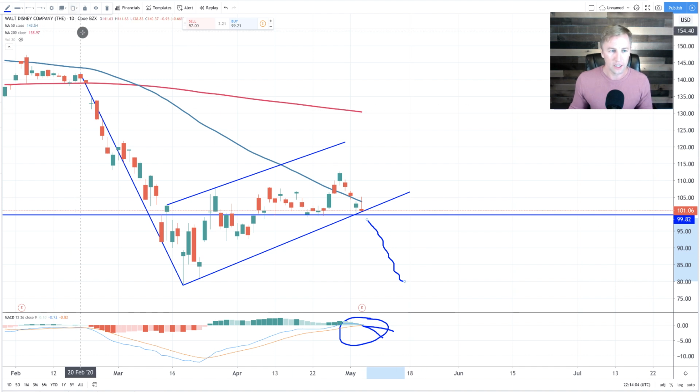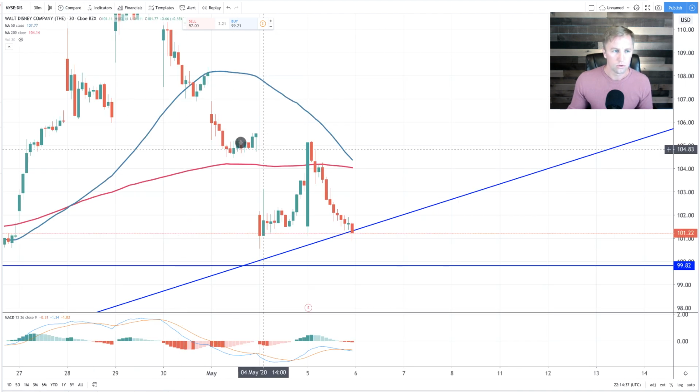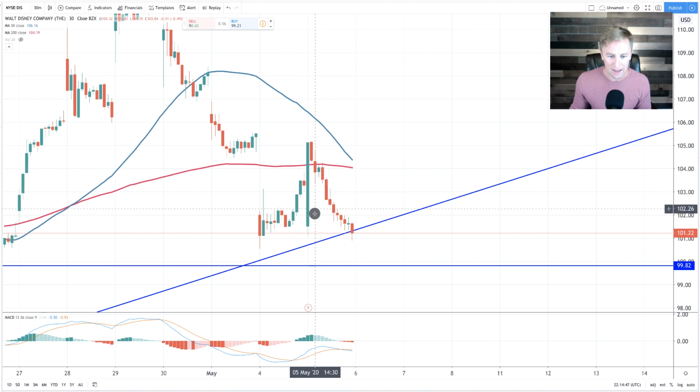So let's go ahead and just look at how it played out intraday to see if there's anything that really sticks out to us. All right, this here is the intraday chart for Disney. Now, as you can see, this was pretty crazy. It gapped down May 4th, right? It opened up right here and then just hauled from 101 all the way up to 105.